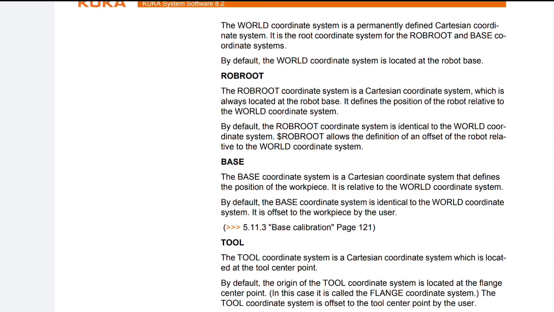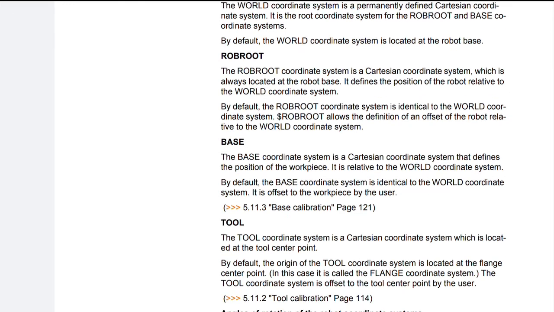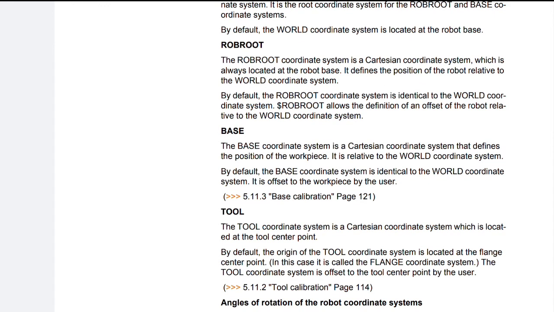Robroot. The robroot coordinate system is a Cartesian coordinate system which is always located at the robot base. It defines the position of the robot relative to the world coordinate system. By default, the robroot coordinate system is identical to the world coordinate system. Robroot allows the definition of an offset of the robot relative to the world coordinate system.